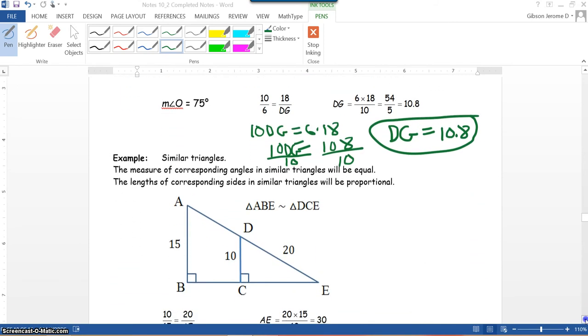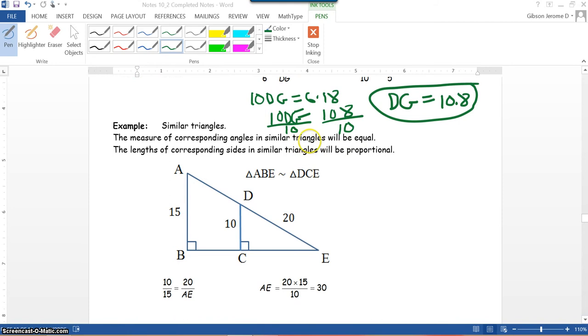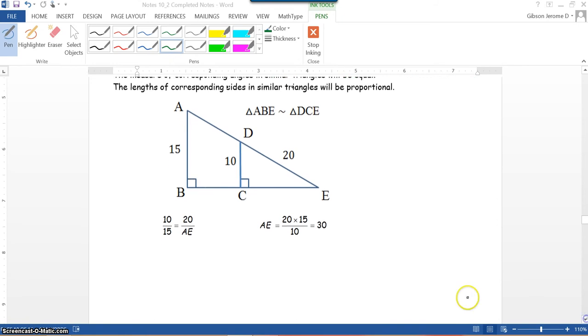Now, similar triangles. The measure of corresponding angles in similar triangles will be equal. The lengths of corresponding sides in similar triangles will be proportional. So we have triangle ABE is similar to triangle DCE, which we see here. Now, we have 10 over 15 is equal to 20 over AE. We know 10 is DC and 15 is AB. These sides are proportional. Now, 20 is supposed to represent DE, so it'll be 20 over AE, which are the similar sides.